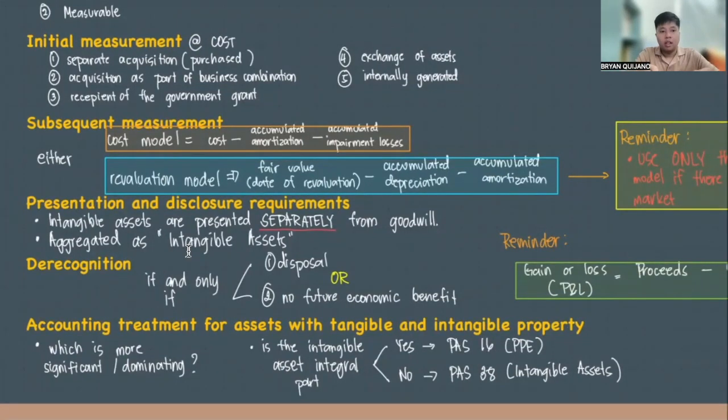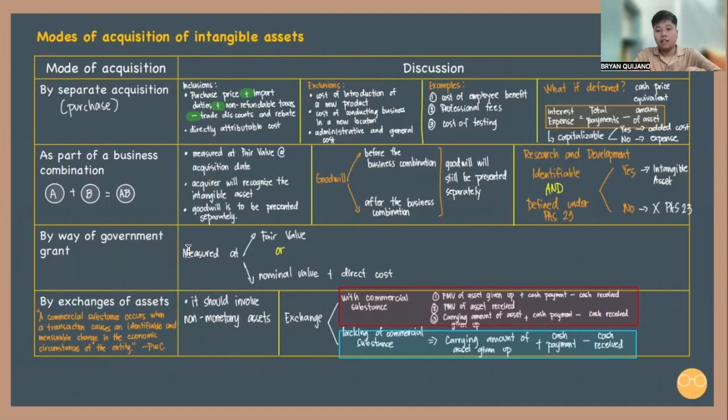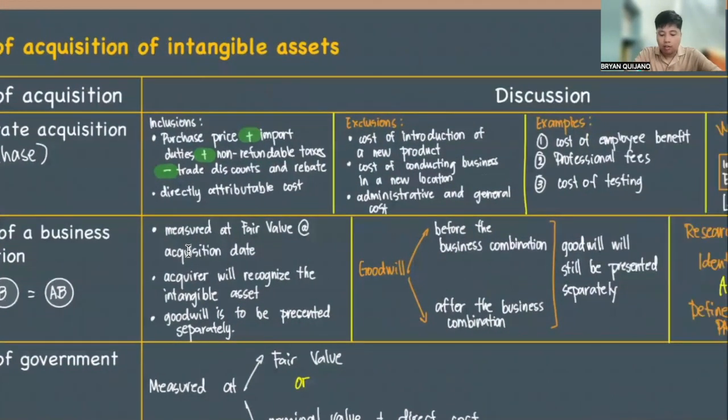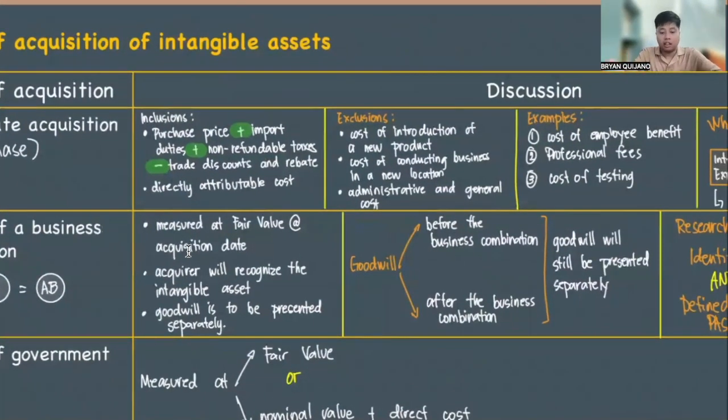Now, you have to remember that in determining whether such an asset is to be accounted for as PPE or intangible asset, the entity uses judgment to assess which element is more significant. At the end of the day, this is the judgment of the entity who will record the assets. Let us talk about the different modes of acquisition of an intangible asset. The first method that we will discuss is separate acquisition or purchase. The first thing that you have to remember are the inclusions and exclusions from this method of acquisition.